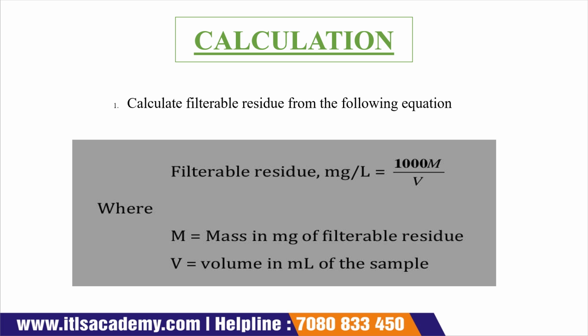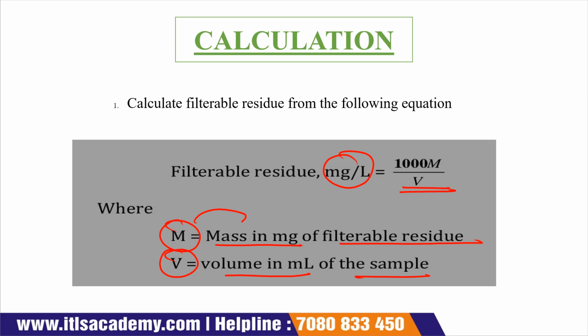So calculate the filterable residue by the following equation: filterable residue in milligram per liter is equal to 1000 M divided by V. M is equal to what? M is the mass in milligram of filterable residue, and V is the volume in ml of the sample.